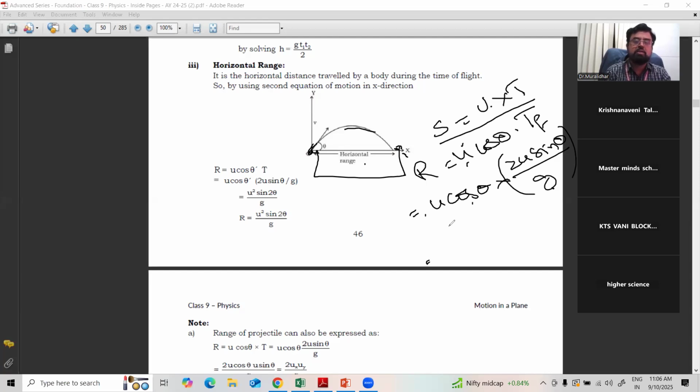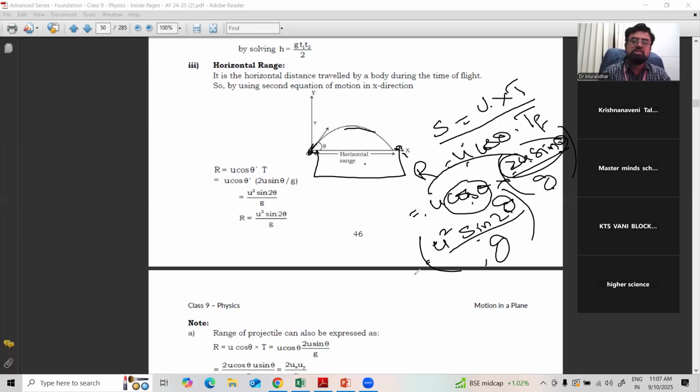For that, a formula is there: 2 sin theta cos theta is nothing but sin 2 theta. So we get U squared sin 2 theta by G. We already saw this in the first chapter. So this is given by the range. The horizontal range is given by the formula U squared sin 2 theta by G.